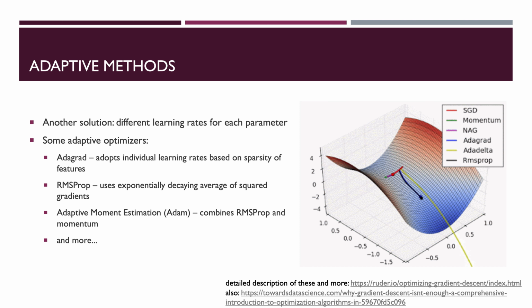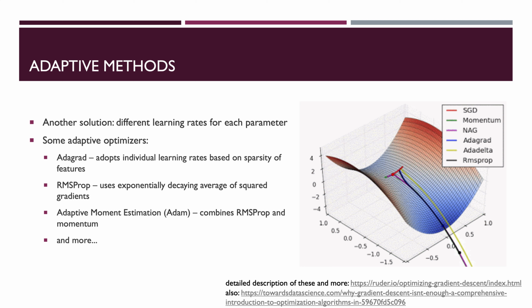And finally, there's a lot more optimization algorithms out there, and many of them have what's called adaptive learning rates. So instead of a single learning rate, there's a different one for each parameter, which is especially important if the variables aren't on the same scale. So some examples are AdaGrad, which determines learning rates based on sparsity. RMSprop uses a more complicated way to incorporate the previous gradient values. And Adam is a popular one that combines both RMSprop and momentum.